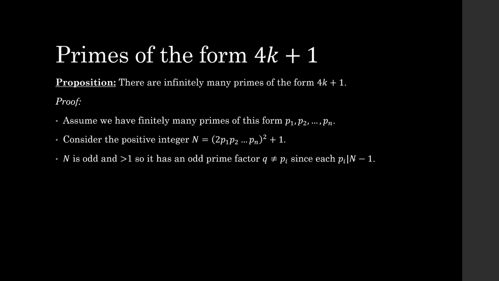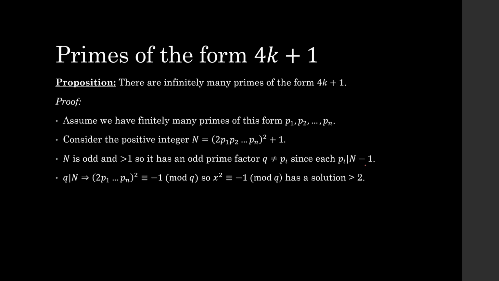And why is that? Well, that's because each of the pi's divide n minus 1, right? Because if I take n minus 1, then I'm only left with this guy here. So each of the pi's divide n minus 1, but q we want to divide n, and q can't both divide n and n minus 1 at the same time. Except if it was 1, of course, but that's not a prime.